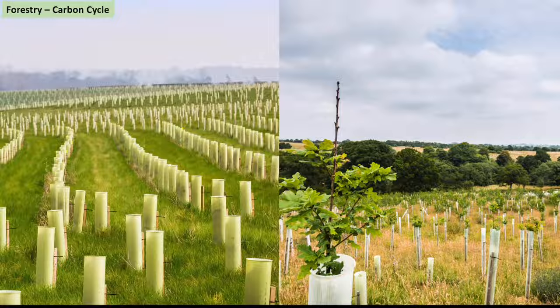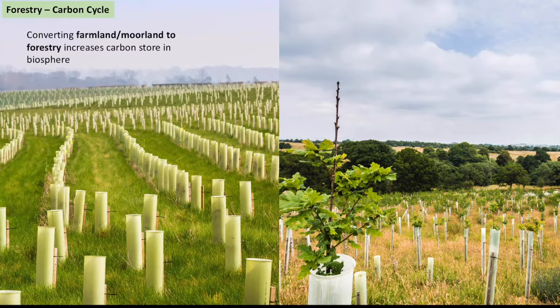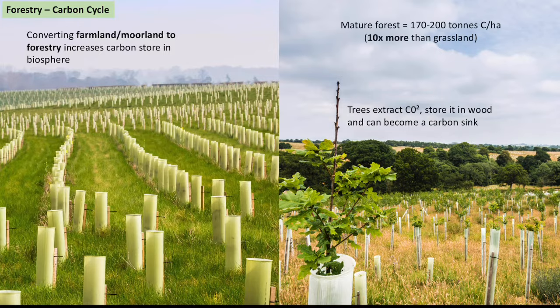Just a thing that we already talked about before, but if I plant loads of trees, converting it from something like farmland or moorland, then it's going to increase the amount of carbon that is stored in the biosphere. This is because trees extract carbon dioxide, they store it in the wood, and they become a carbon sink. Especially when they're growing, they're absorbing lots of carbon and storing it in the wood. And to prove this, we can see that nearly 10 times more carbon is stored in a forest than would be in a grassland.